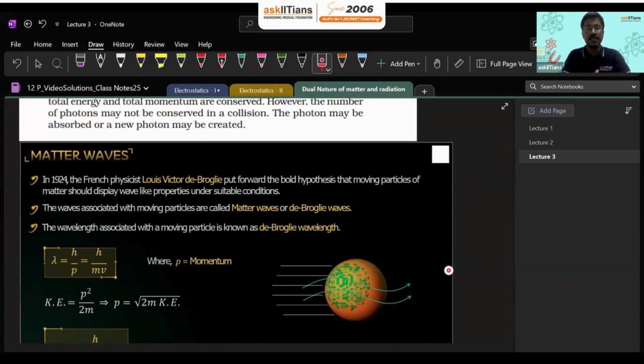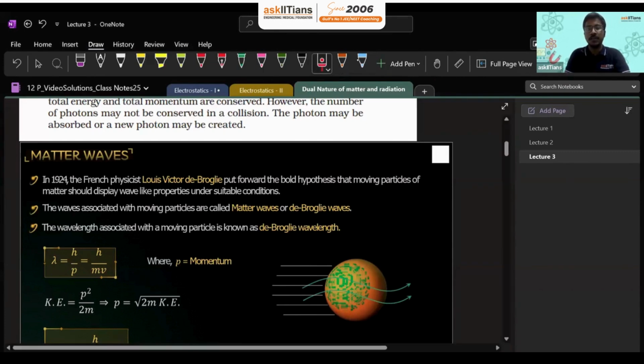French physicist Louis Victor de Broglie put forward the hypothesis that a moving particle of matter should display wave-like properties under suitable conditions. The waves associated with moving particles are called matter waves or de Broglie waves. If there is a wave associated, there has to be an associated wavelength as well. That wavelength associated with a moving particle is called the de Broglie wavelength.